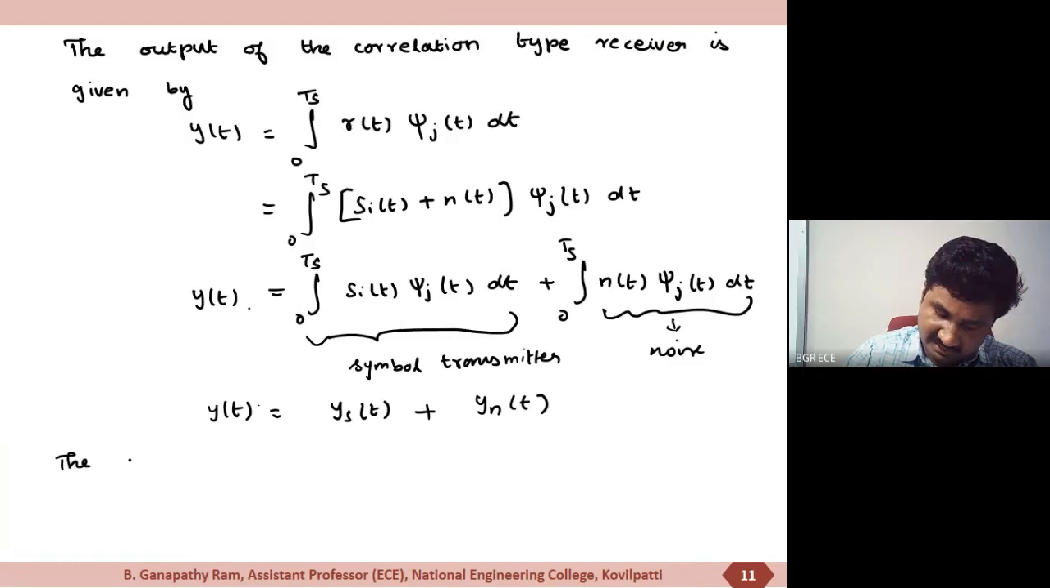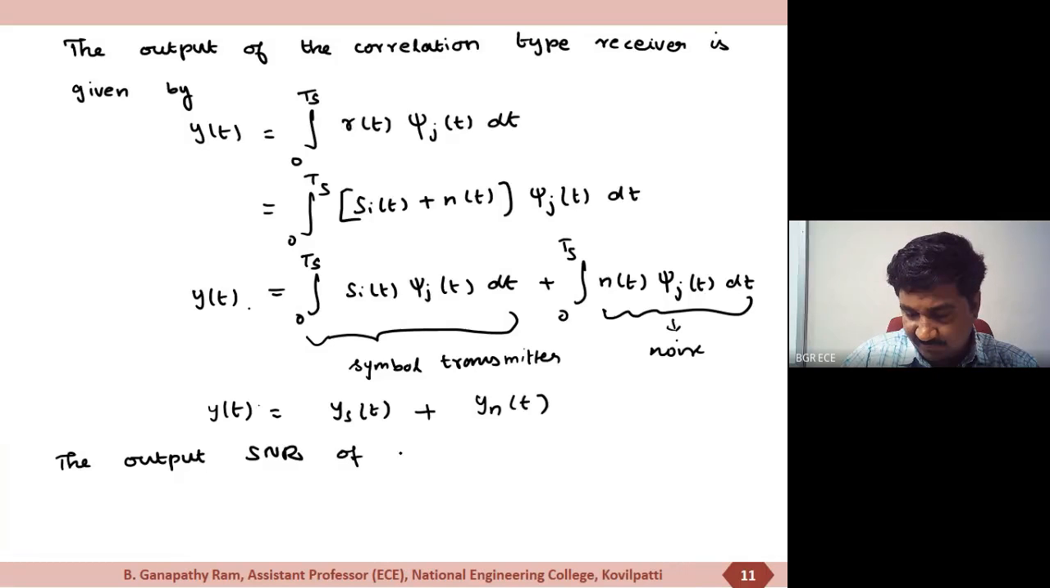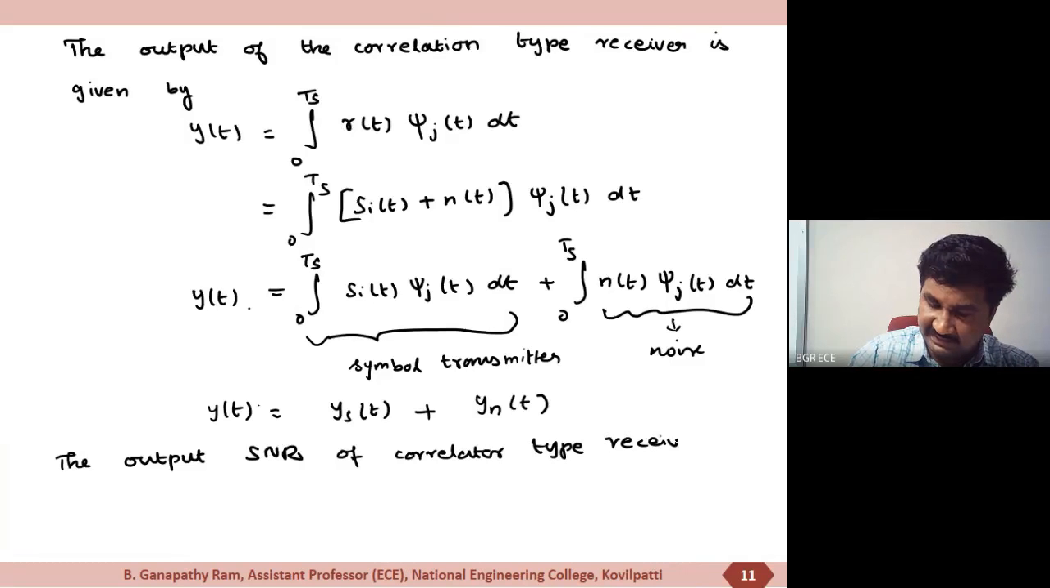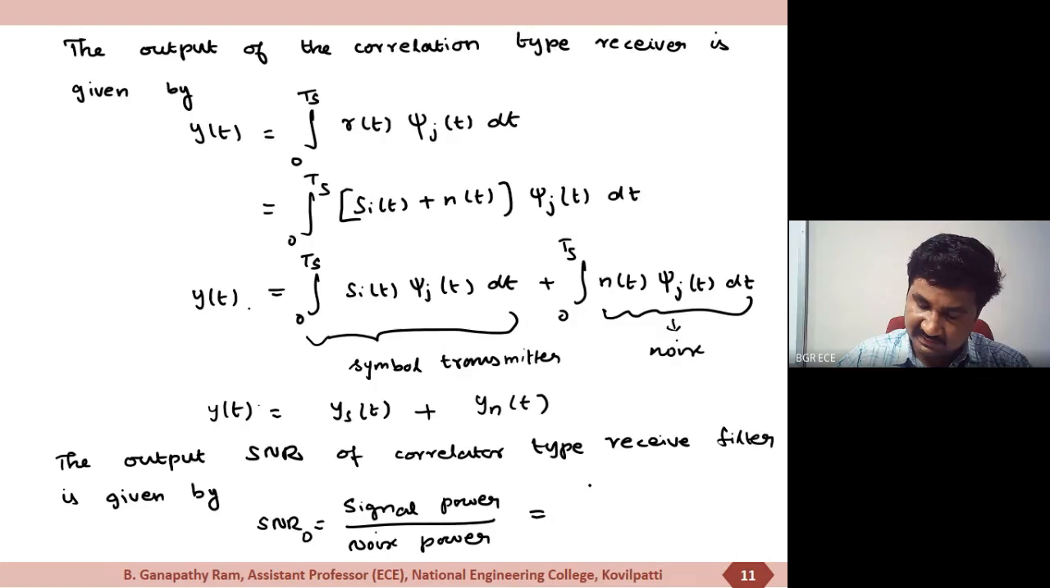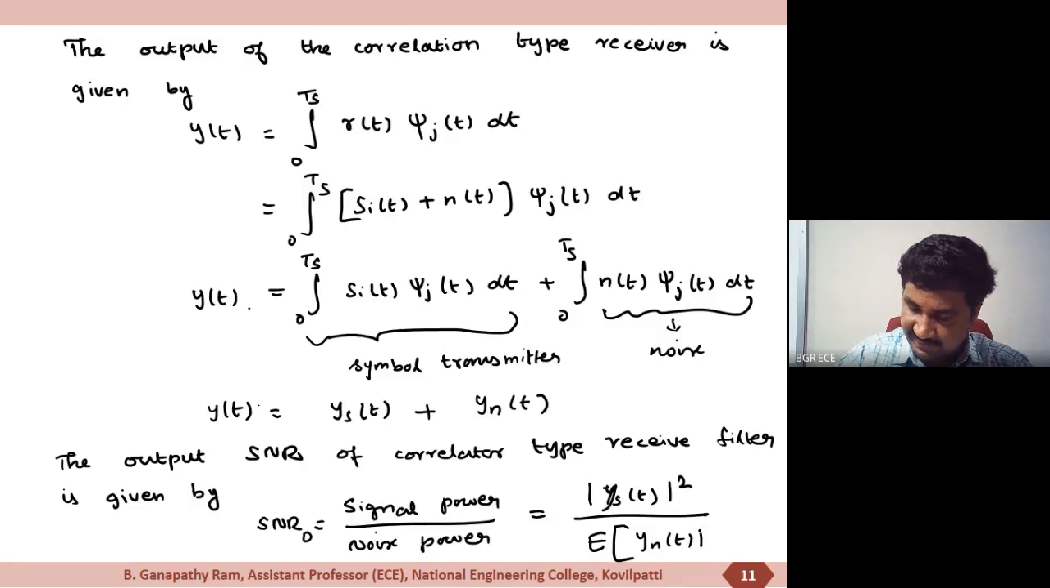So the output signal to noise ratio of a correlator type receive filter can be written as: SNR output is written as signal power over noise power, where signal power can be represented as ys of t the whole square divided by expectation of yn of t the whole square.